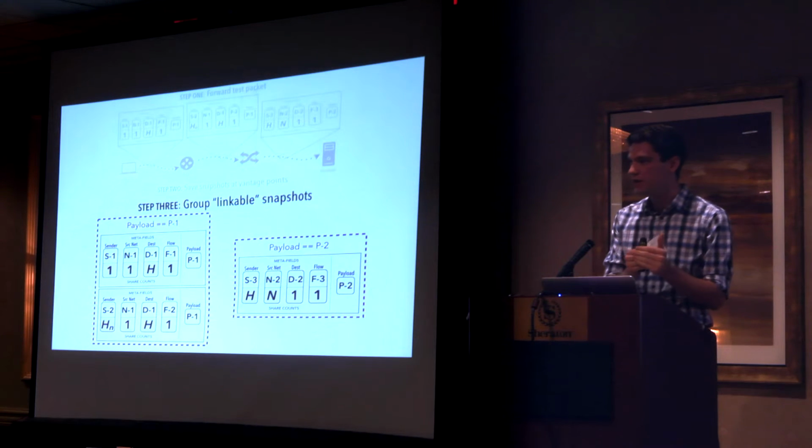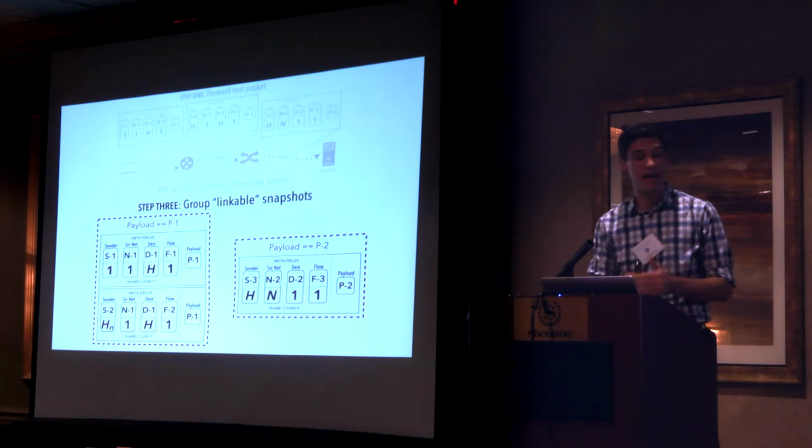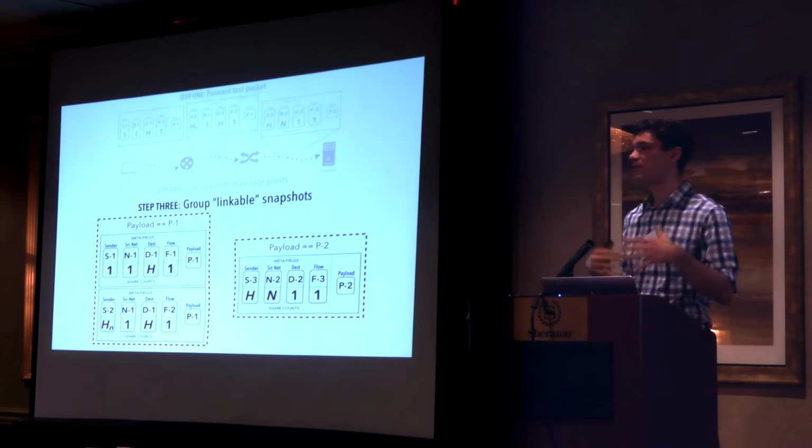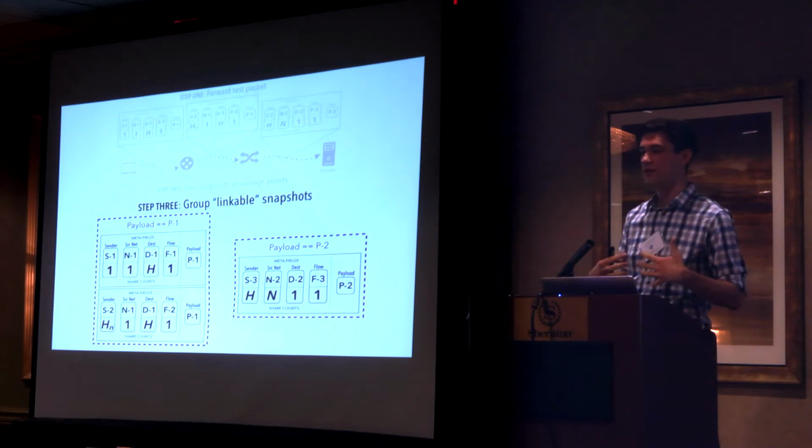But the Tor node re-encrypted the packet body. So as far as the adversary is concerned, the third snapshot came from a different packet. We can't combine what we learned from that third snapshot with the first two.